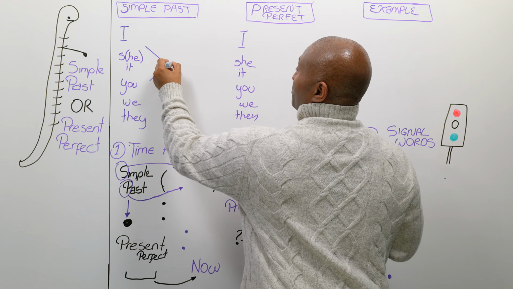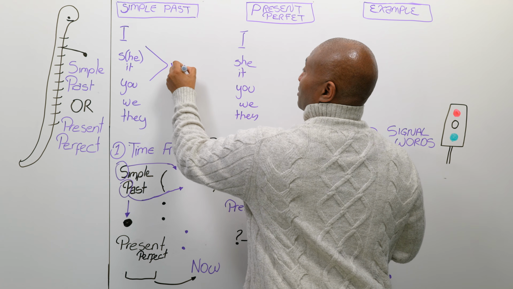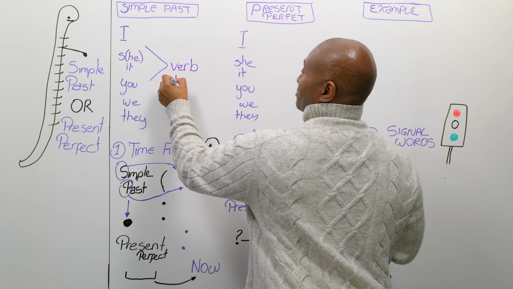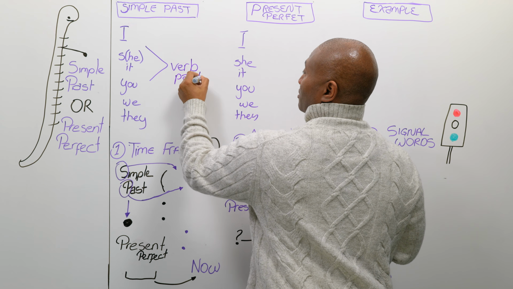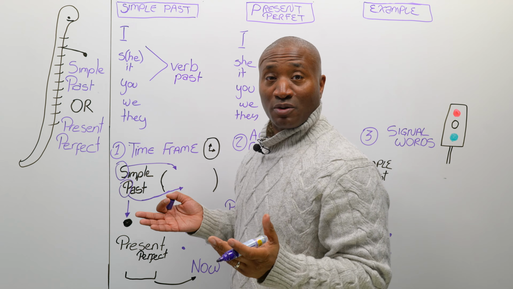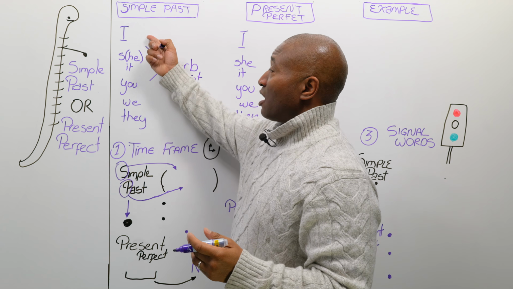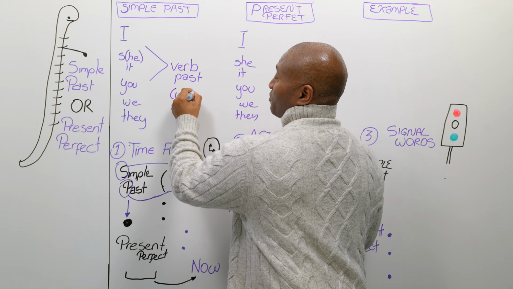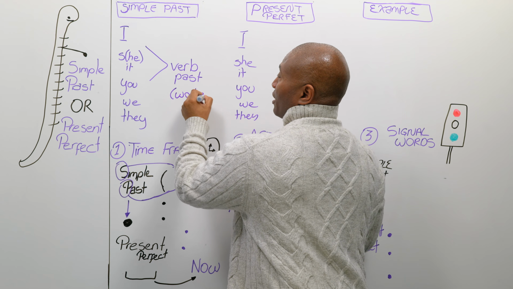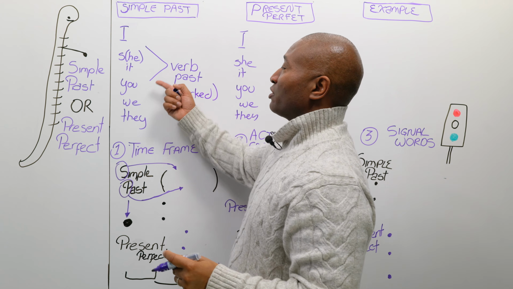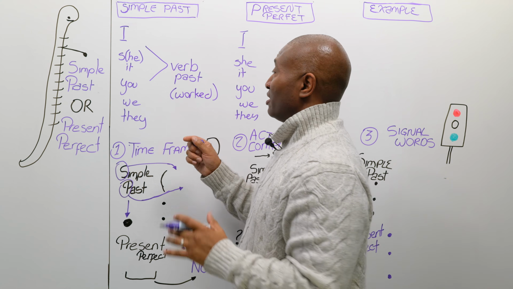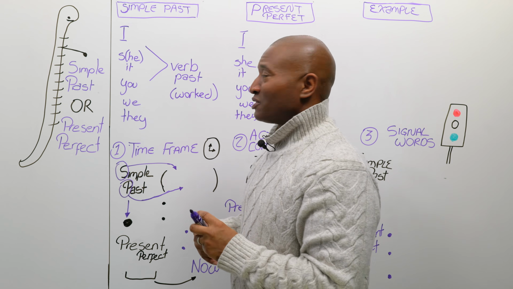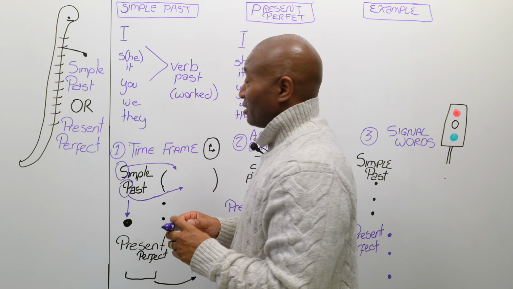Now, what you get is the verb, and it's in the past tense, like worked, as an example. If I use this as an example, I worked, she worked, it worked, we worked, they worked, all the same. So this is one of the first things we want to pay attention to.